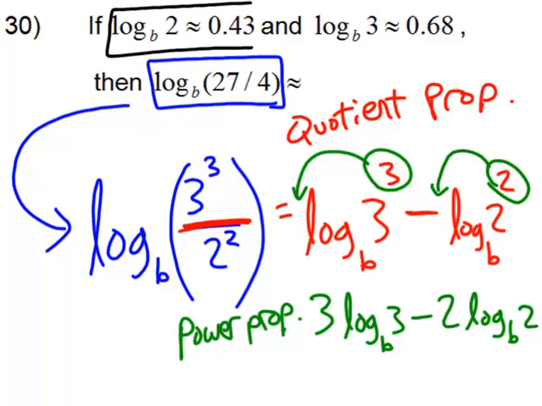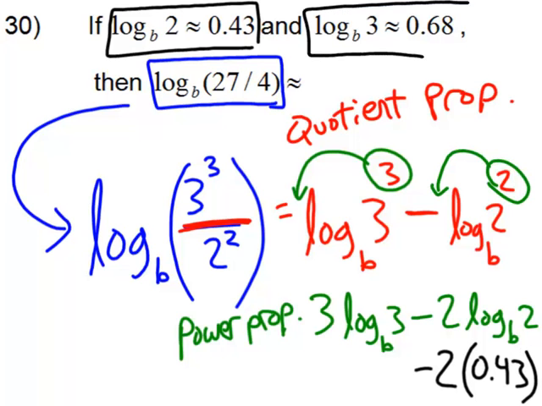We look at the information given to us. We are told that log base b of 2 is equal to 0.43. So let's substitute that in, 0.43. We are told that log base b of 3 is 0.68, so substitute that in.